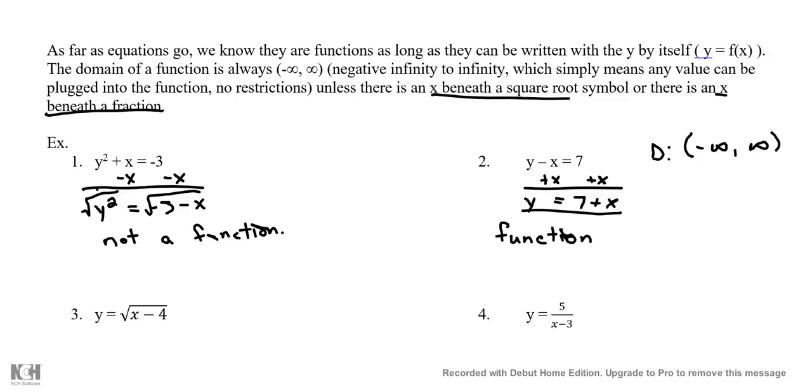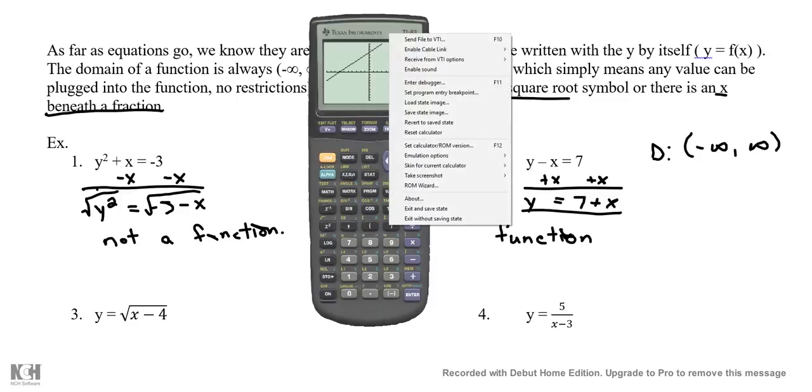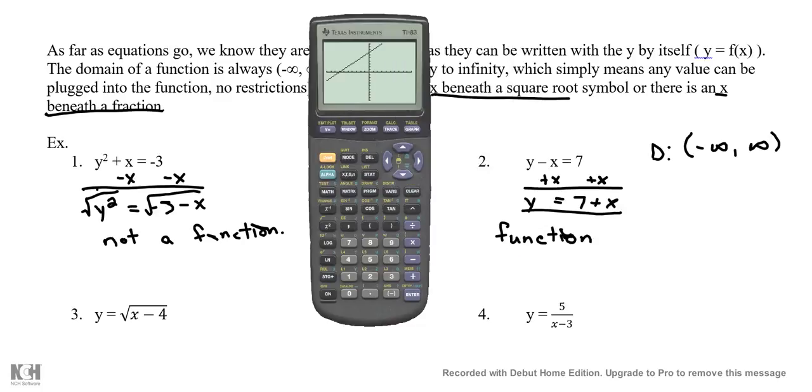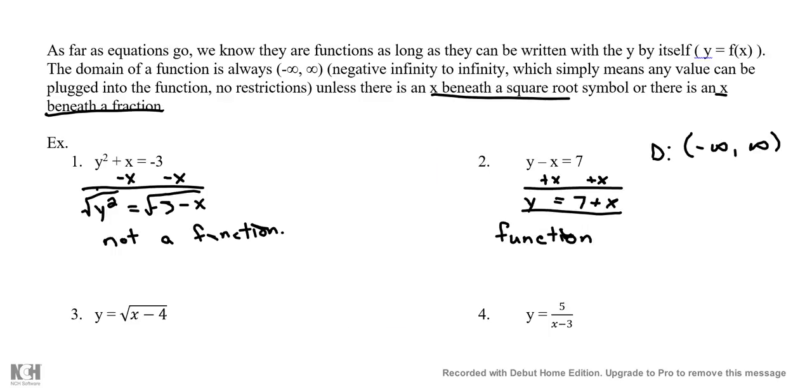Similarly, we can see from the graph that the line goes forever in a downward direction and forever in an upward direction. So we know then, since it's going forever in both directions, up and down, that the range is also negative infinity to infinity.